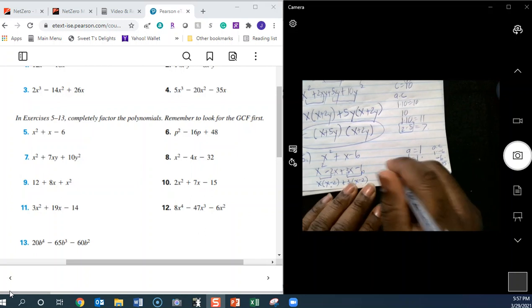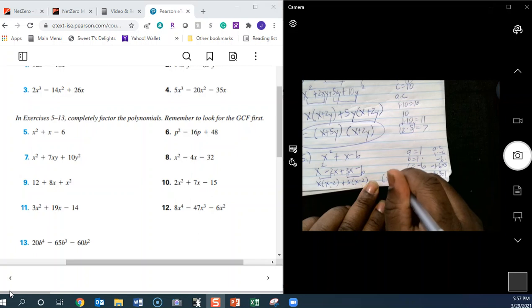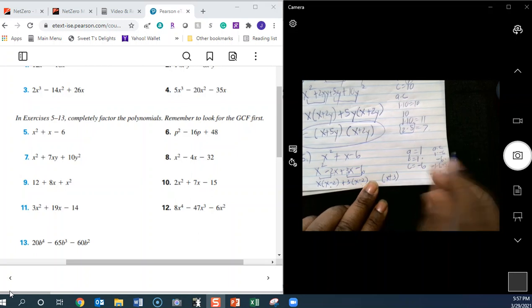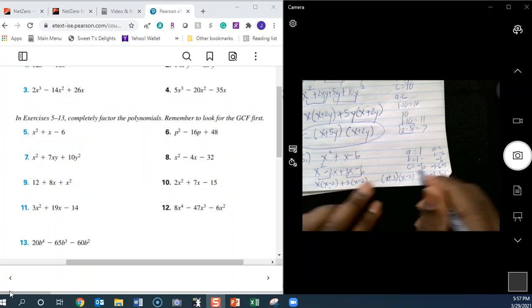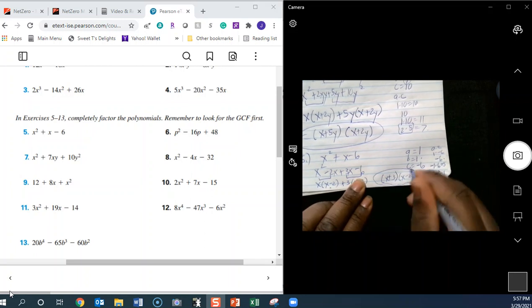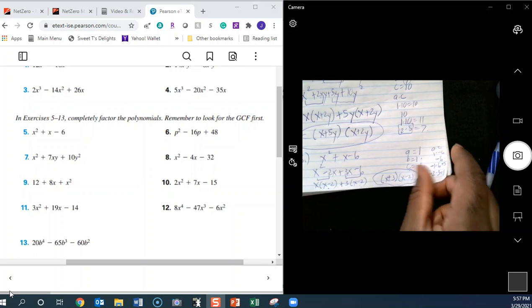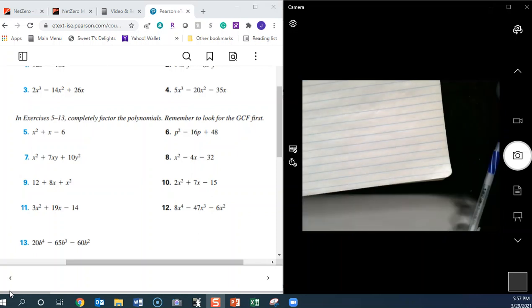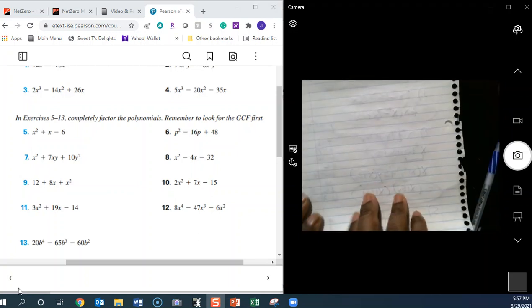So when we write our final answer, in one parenthesis we will have everything on the outside, which would be x plus 3, and the other parenthesis will be one of the two repeaters. So this right here is our final answer, x plus 3 and x minus 2. Now, we move on to problem 13.